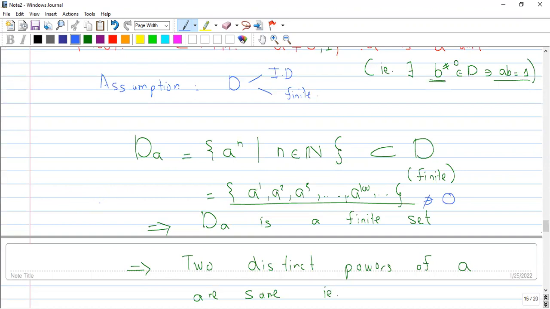Because if some power of a became 0, that would contradict the integral domain, because a is a non-zero element. Since a is a non-zero element, write this remark: therefore any power of a is not equal to 0. And why is this fact important? Any power of a is not equal to 0. Why? Because D is an integral domain.